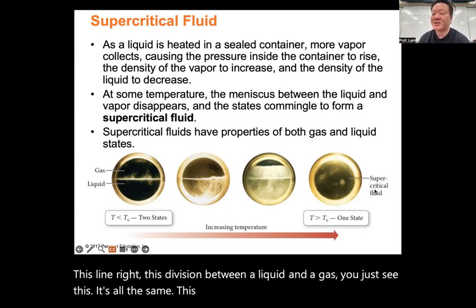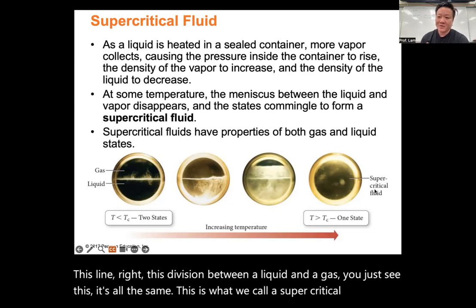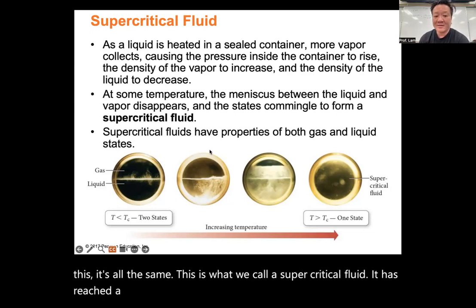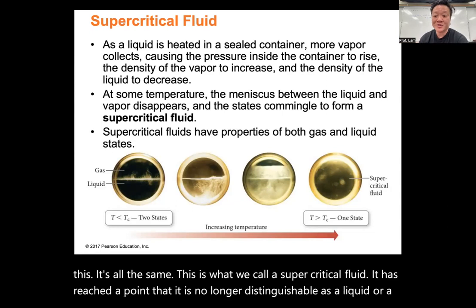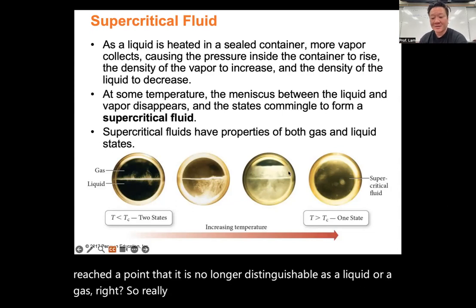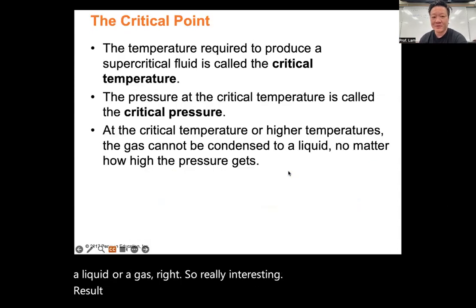This is what we call a supercritical fluid. It has reached a point that it is no longer distinguishable as a liquid or a gas, right? So really interesting result, right? What a supercritical fluid is.